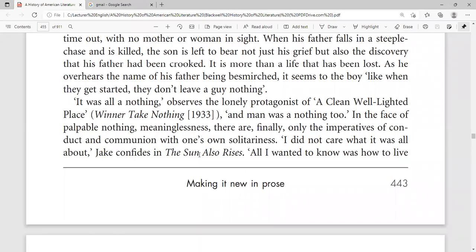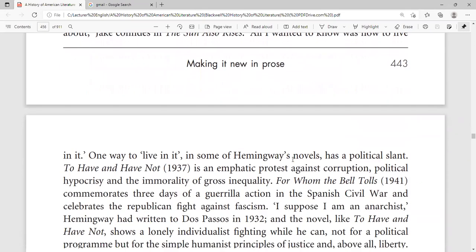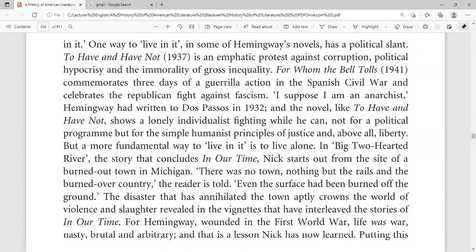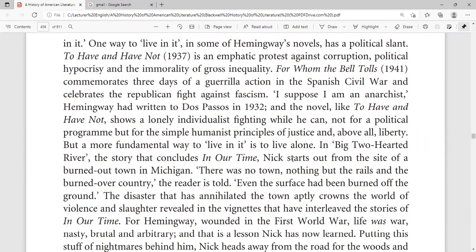Jake, in Hemingway's novel The Sun Also Rises, says, "I did not care what it was all about. All I wanted to know was how to live in it." One way to live in it is a political stand.